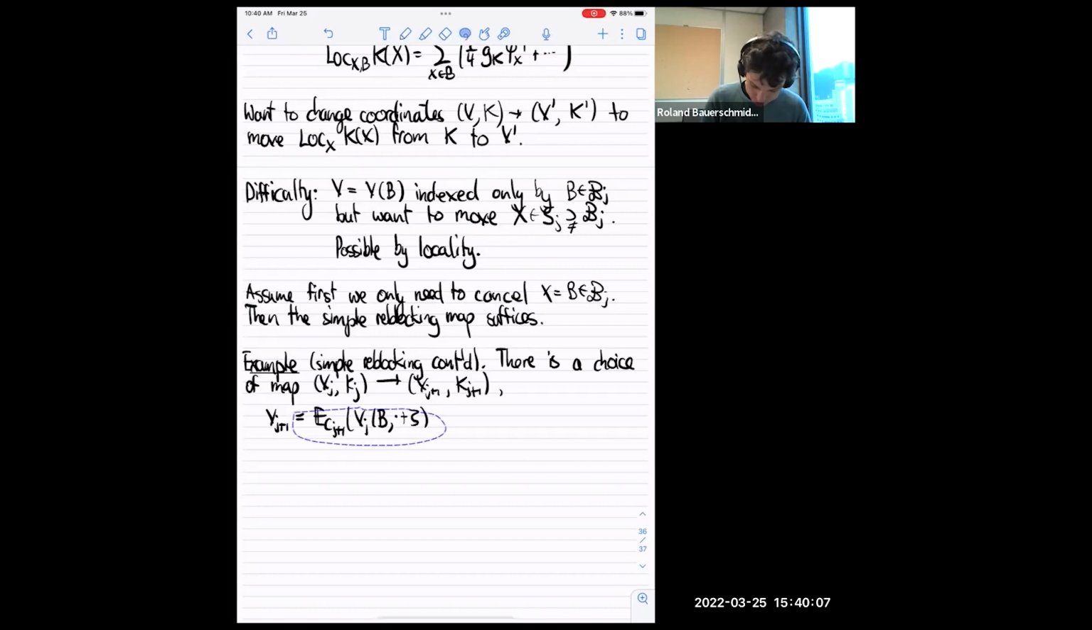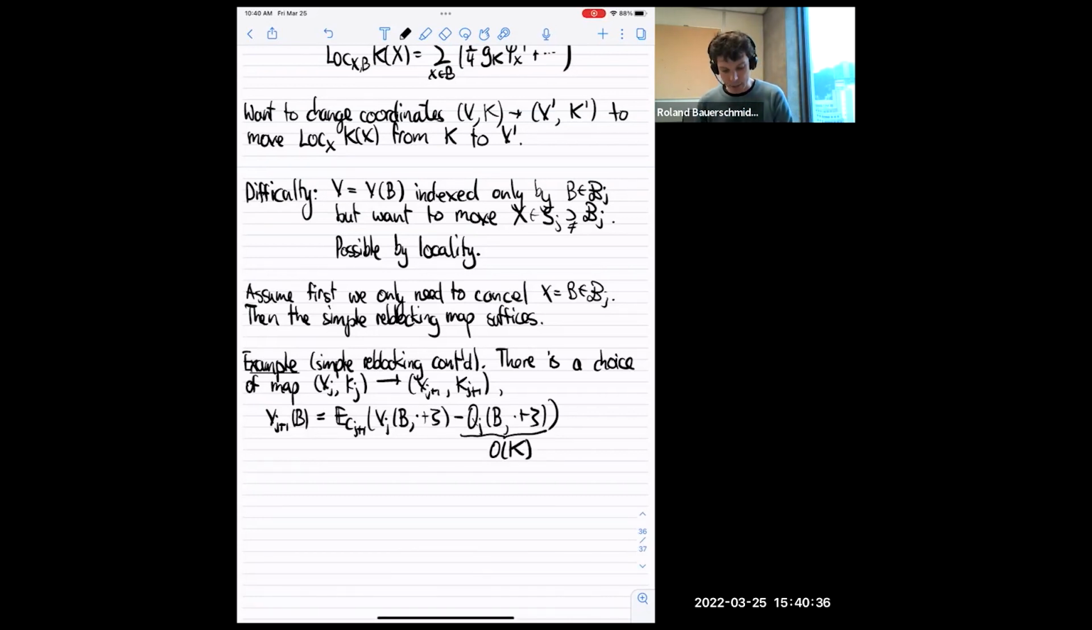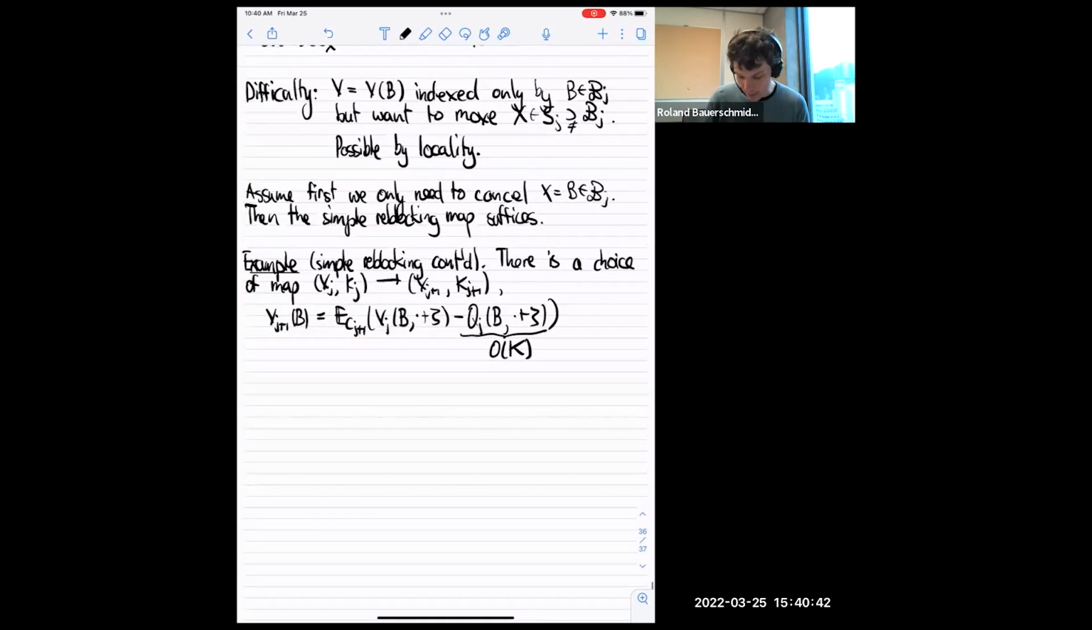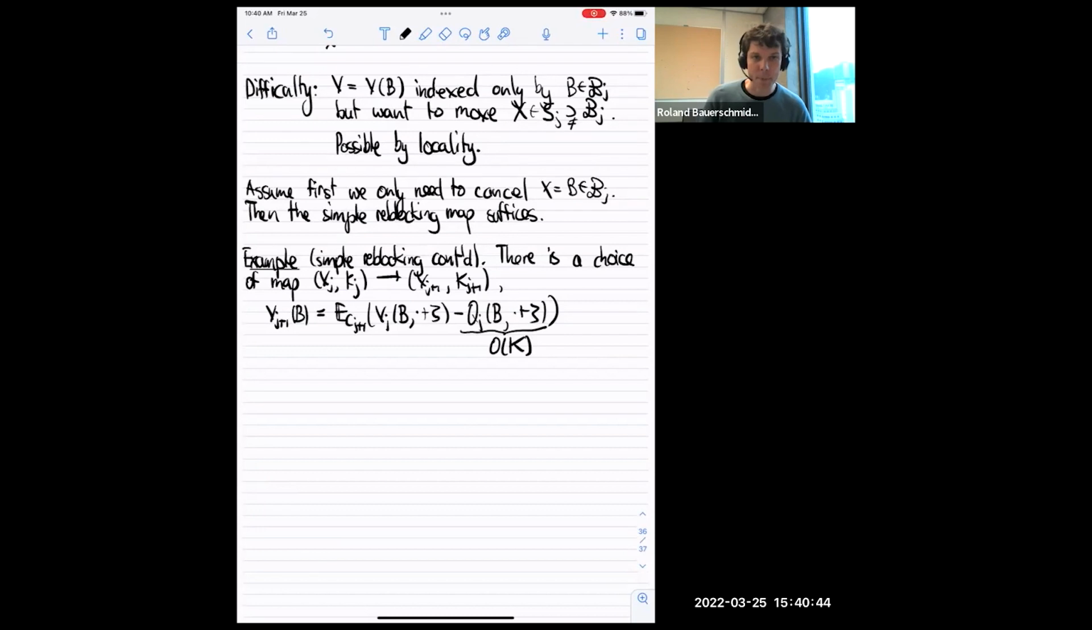So this is also at a single block. And then I can subtract something else, and the only assumption I'm going to be making is that this has to be also indexed by blocks, and it'll have the same form. And the assumption I'll make is that this thing is of order K. So we're assuming that we have the norms on K, and that we can take the norm of this quantity as well, and it's of the same order of K.